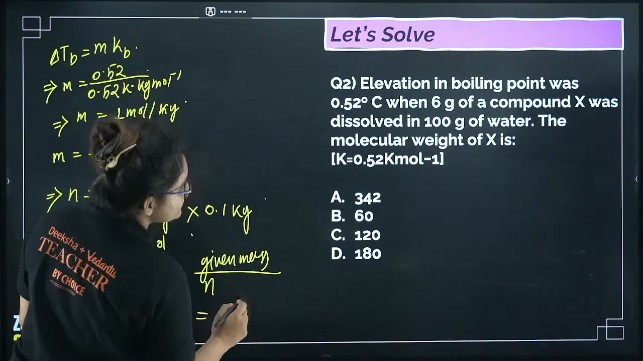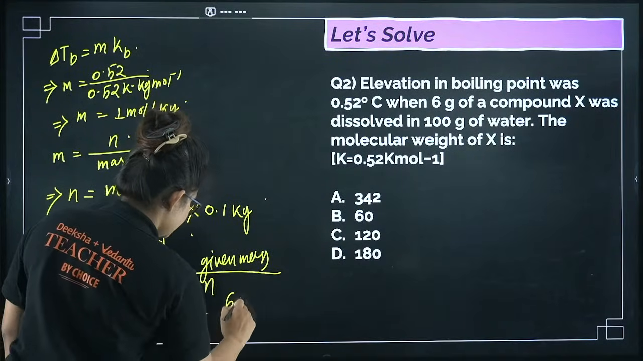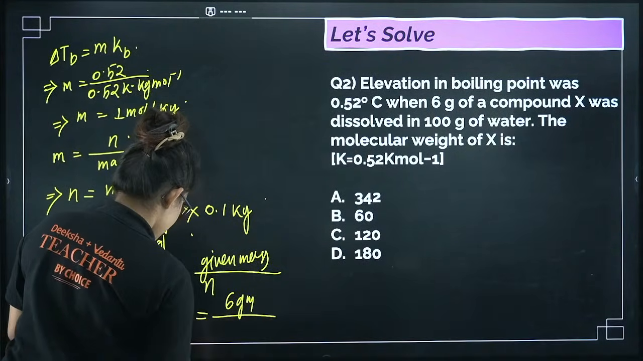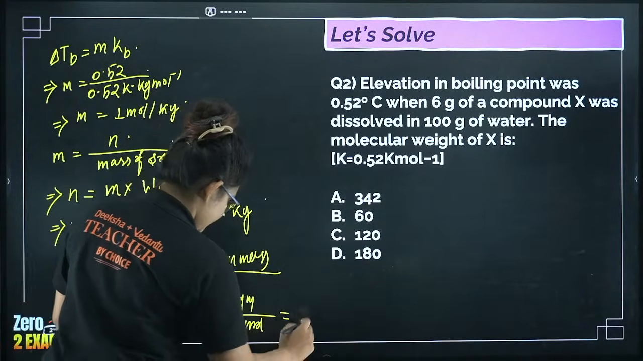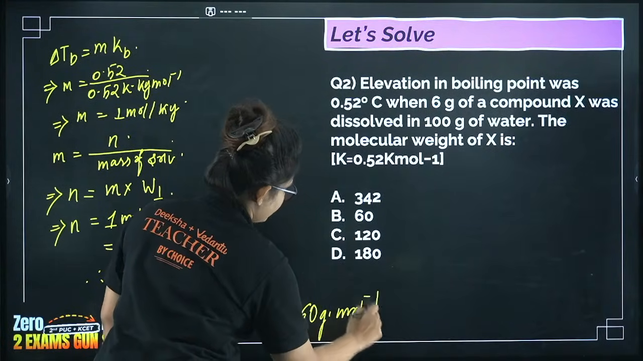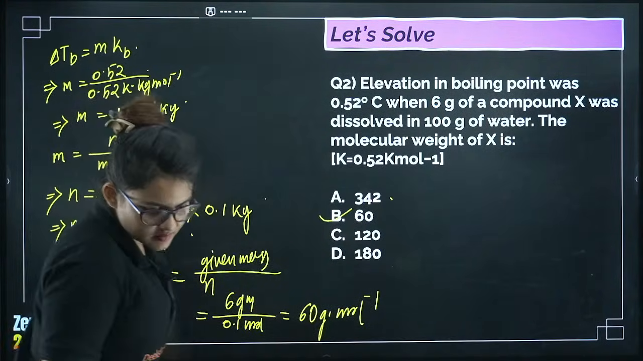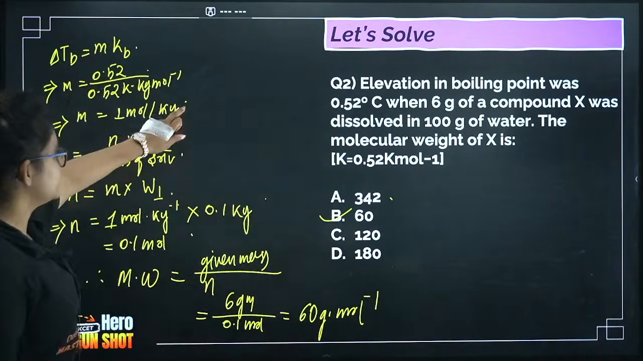So from here, given mass is how much? It's given as 6 gram of compound, right? 6 gram divided by 0.1 mole. From here I am getting 60 gram per mole. Option B is the correct one. Okay, very good. Let's proceed.